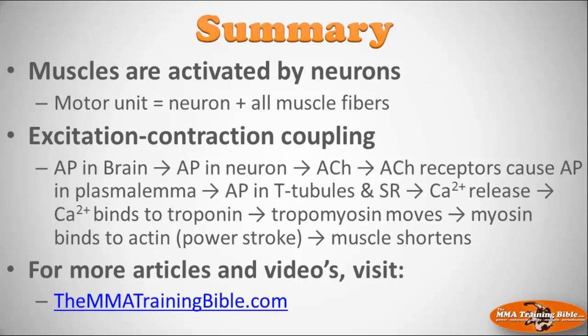Separate from that, we learned about this process called excitation-contraction coupling, and it describes the whole process whereby muscles can contract. It starts with action potentials in the brain, and then an action potential will move down from the brain, down the spinal cord, and then out towards the neurons, the alpha motor neurons. It'll move down that neuron all the way to the axon terminal, where there's acetylcholine. That action potential will cause the release of acetylcholine into the synaptic cleft, and acetylcholine will then bind in the synaptic cleft to receptors on the plasma lemma, or the muscle fiber membrane.